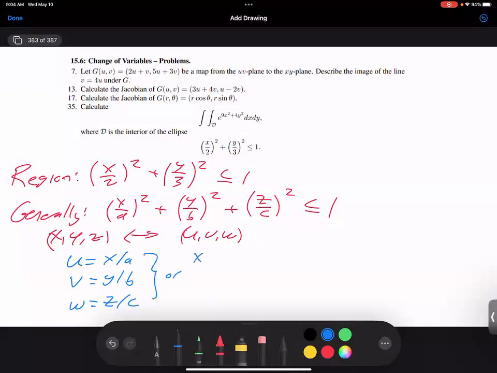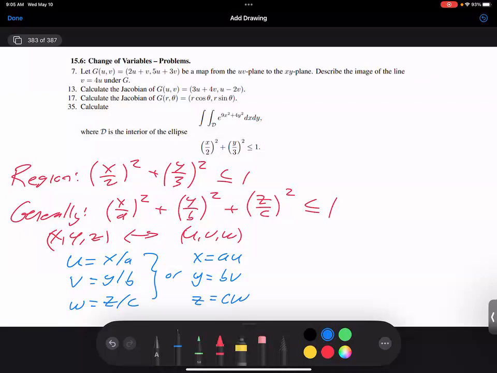Or equivalently, x is au, y is bv, z is equal to... okay, it's unfortunate, according to our policy, there's going to be a quiz tomorrow. So this is the one day when it's actually completely fine to have that happen. So x, y, z would just be au, bv, cw.